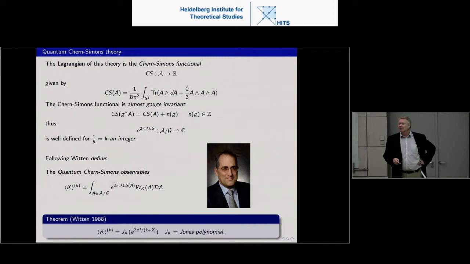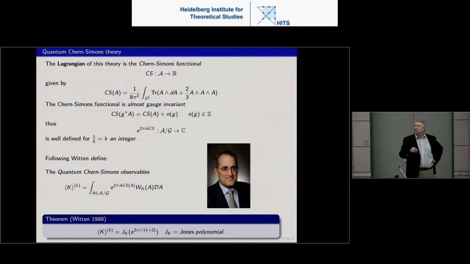Because now, you see, what I want to do is I want to say, hey, I know what the Jones polynomial is, that's math. So therefore, I know what this is. And then I just reverse the whole thing. And I'm just going to construct the whole theory. So quickly, that's what I want to do.